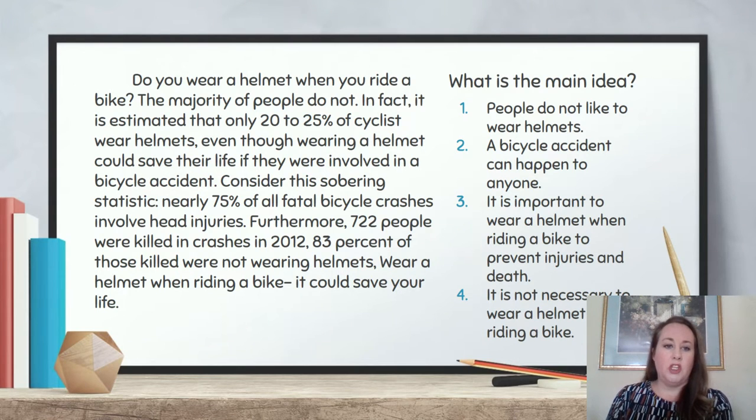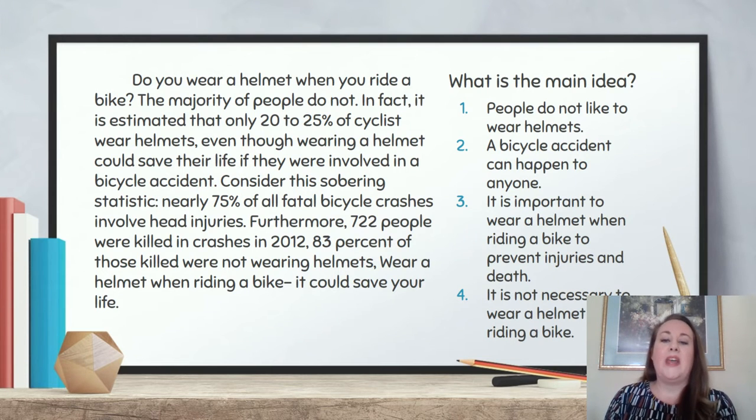Do you wear a helmet when you ride a bike? The majority of people do not. In fact, it is estimated that only 20 to 25% of cyclists wear helmets, even though wearing a helmet could save their life if they were involved in a bicycle accident. Consider this sobering statistic. Nearly 75% of all fatal bicycle crashes involve head injuries. Furthermore, 722 people were killed in crashes in 2012. 83% of those killed were not wearing helmets. Wear a helmet when riding a bike, it could save your life.